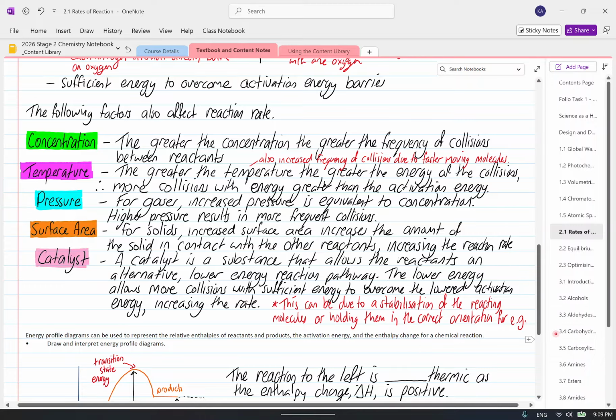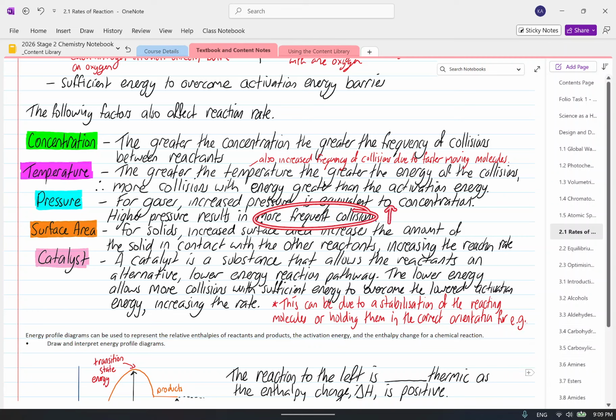Now, the third one here, we have pressure. Pressure is specifically referring to gases. So when we have gases, the greater the pressure, the more molecules there are in a certain area. So it's analogous to concentration in this case. If we have an increased pressure, we have more molecules. They're bumping into each other more often. They're going to hit each other in the correct orientation more often. And so we're going to end up with more frequent collisions, which ends up with a greater reaction rate. The reaction happening more often.